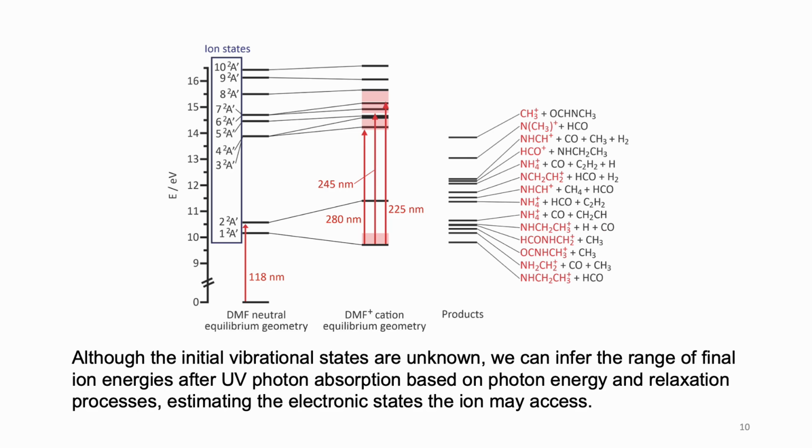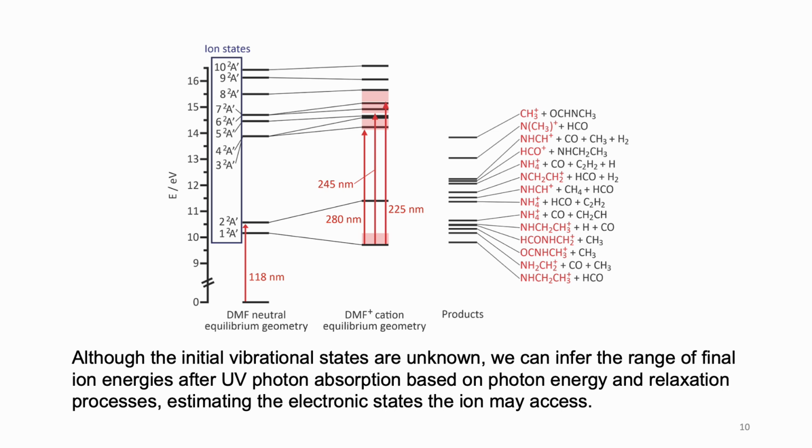This figure shows the calculated excitation energy of electronic states of DMF in both neutral and cation equilibrium states, as well as the energy of various dissociation products. Red arrows indicate the photon excitation for ionization and photodissociation. The red areas represent the energy range accessible based on the degree of vibrational relaxation of the ions. On the right is the appearance energy for each product channel.